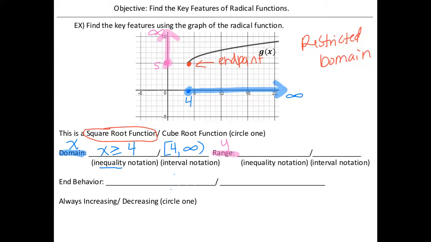Okay, so inequality notation again is less than or greater than. So this is all the y values. Are these greater than 5 or less than 5? Greater than 5. But also including the 5. So greater than or equal to 5 because it has a closed circle. And then interval notation, we start from bottom to top. So the bottom of the interval is 5 and the top goes to infinity. So bracket 5, infinity, and infinities always have a parenthesis.